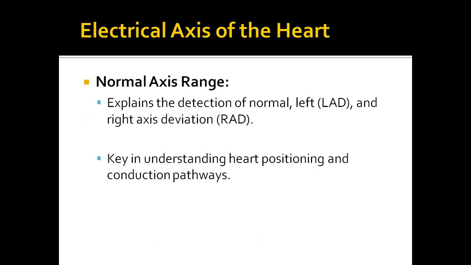The electrical axis of the heart describes the overall direction of electrical activity. A normal axis falls within a specific range, while deviations, such as left axis deviation or right axis deviation, may indicate underlying cardiac issues or changes in heart position.